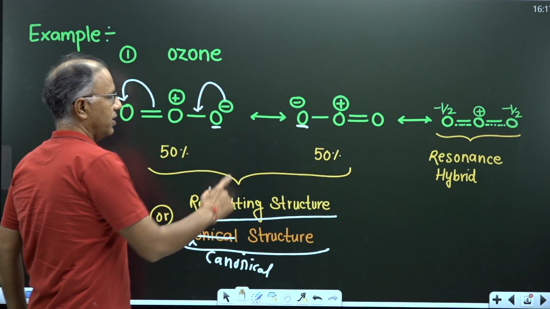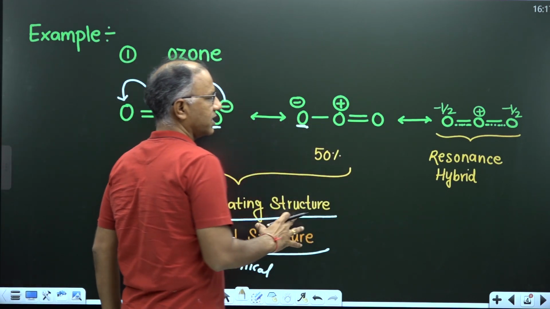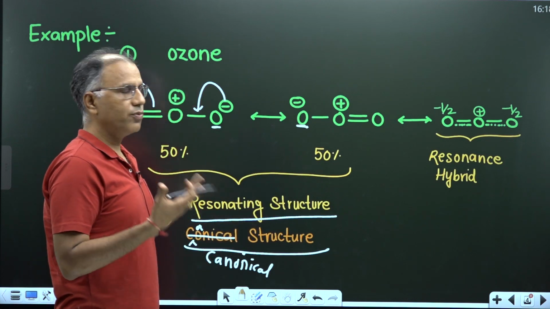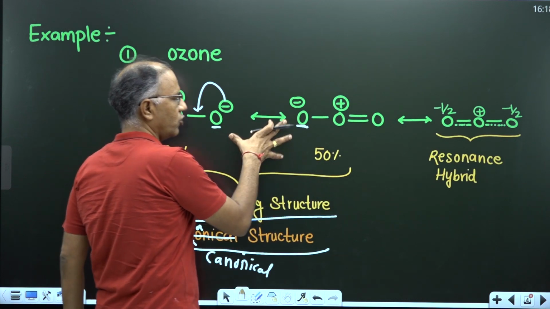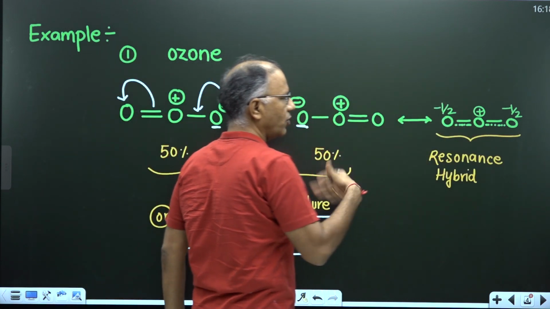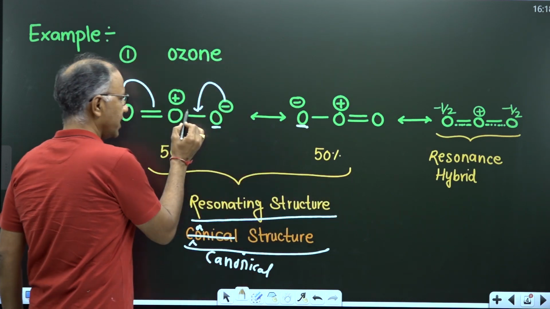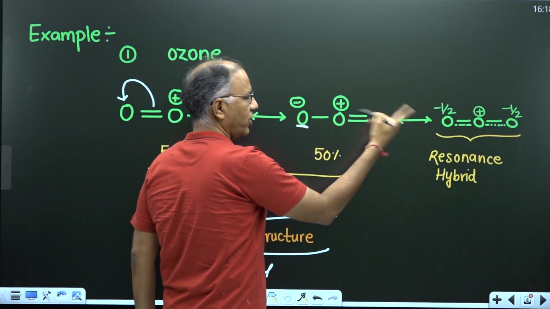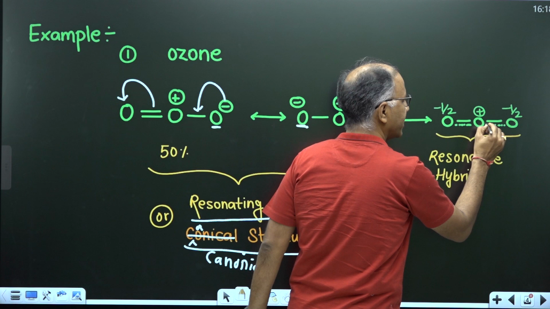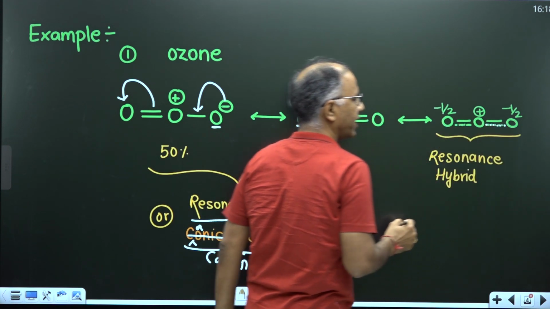Okay. Now, these two are resonating, canonical structures. Sometimes they are also known as unperturbed structures. Now, these two contribute to form the resonance hybrid. Now, how to draw the hybrid? There is a sigma bond and there is a pi bond. Therefore, in the hybrid, there is a double bond character. Dots represent double bond character.